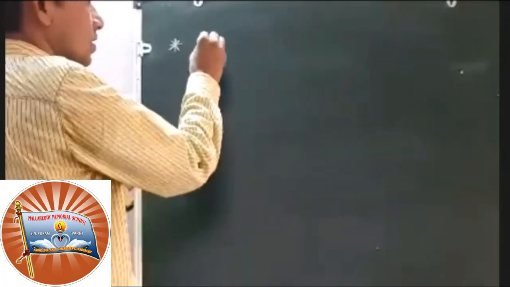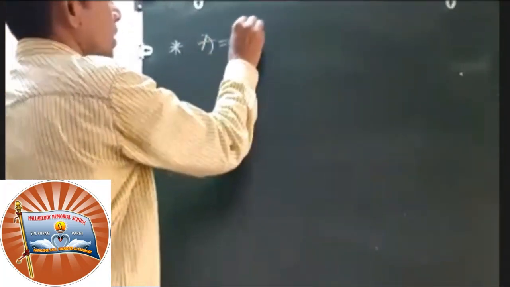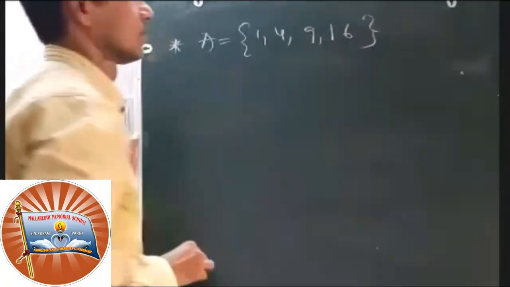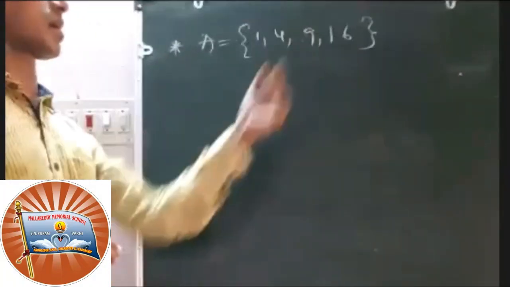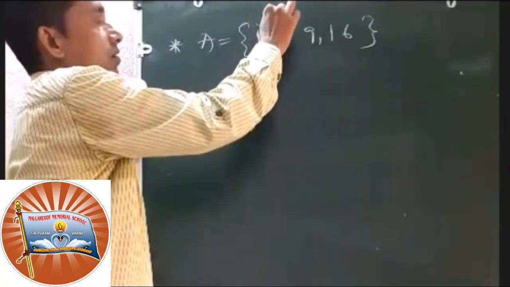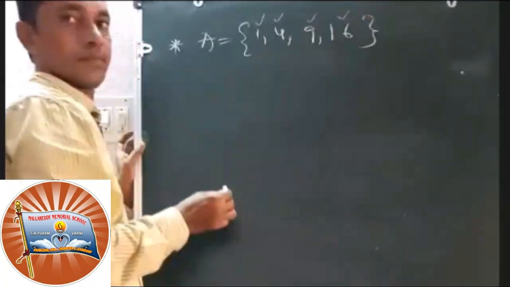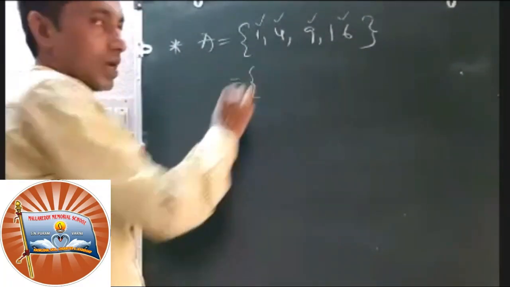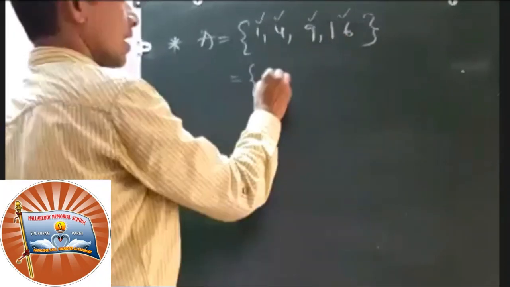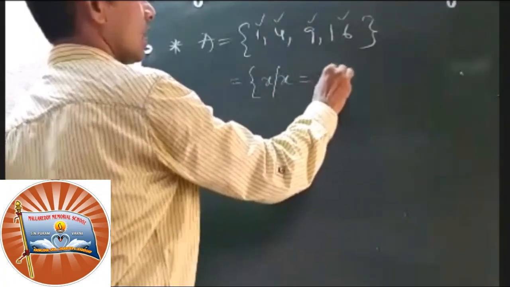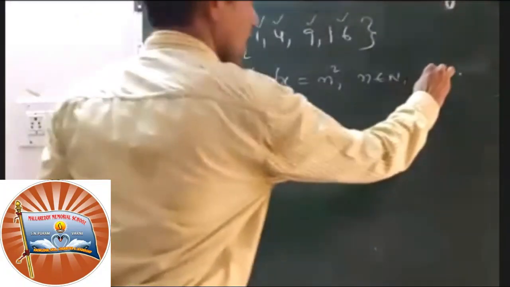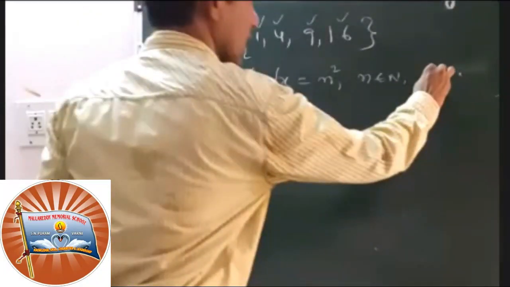Now here, what I say is roster A is equal to 1, 4, 9, 16. So it is one collection of numbers. What kind of numbers are these? Can anybody say? These are 1 square, 2 square, 3 square, and 4 square. So these are all the square numbers up to 16. Or I can write x such that x is n square, where n belongs to natural numbers and n is less than or equal to 4.